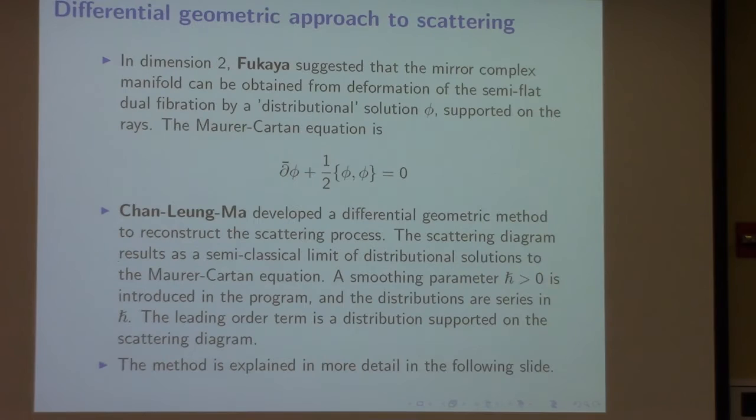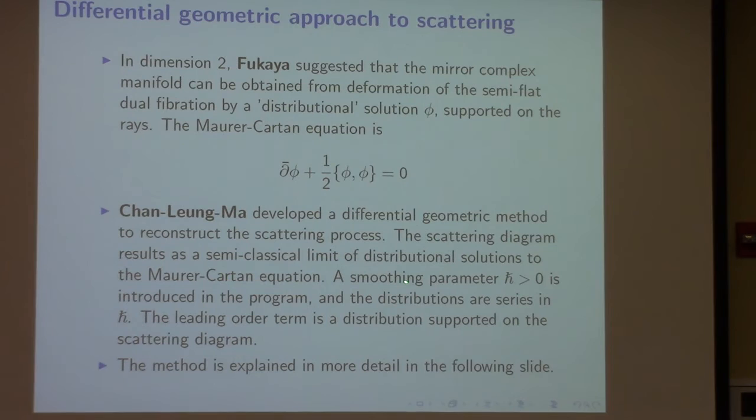Of course, Fukaya is a great expert and I shouldn't say much. The mirror complex structure can be obtained from deformations of the semi-flat complex structure by distribution torsion. This is the Maurer-Cartan equation on the B side, the deformation of the complex structure. And then Chan, Leung and Ma developed a perturbation expansion method to construct scattering diagrams on the A side. The scattering diagram itself is a semi-classical limit of distribution solutions to the corresponding Maurer-Cartan equation.